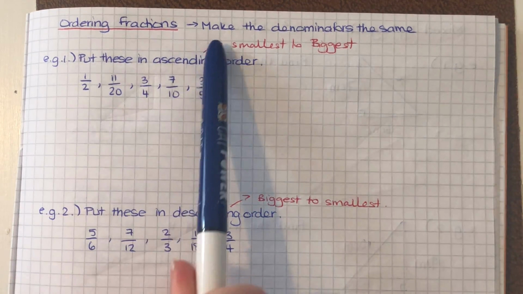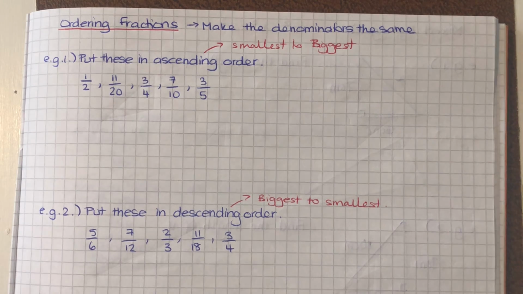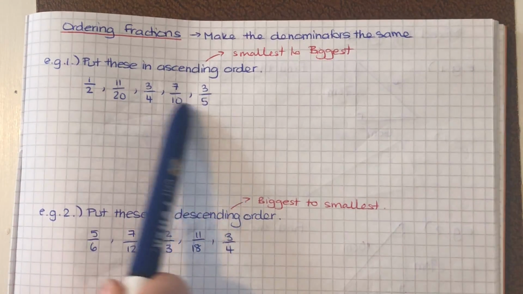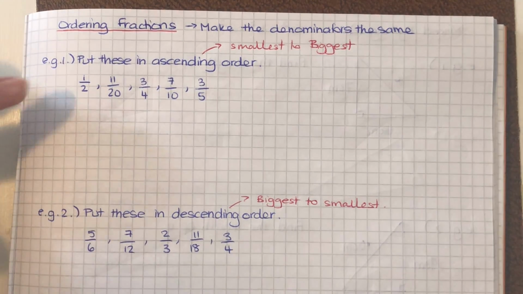Now I've written up here a little thing. This is what you have to do for every single question to make it easier: you just make the denominators the same. Denominators are the numbers on the bottom of the fraction. When we do that, it means that we can then just compare all the top numbers, or the numerators, to then put them in order of size. Okay, so that's the first thing I want to do with example 1.